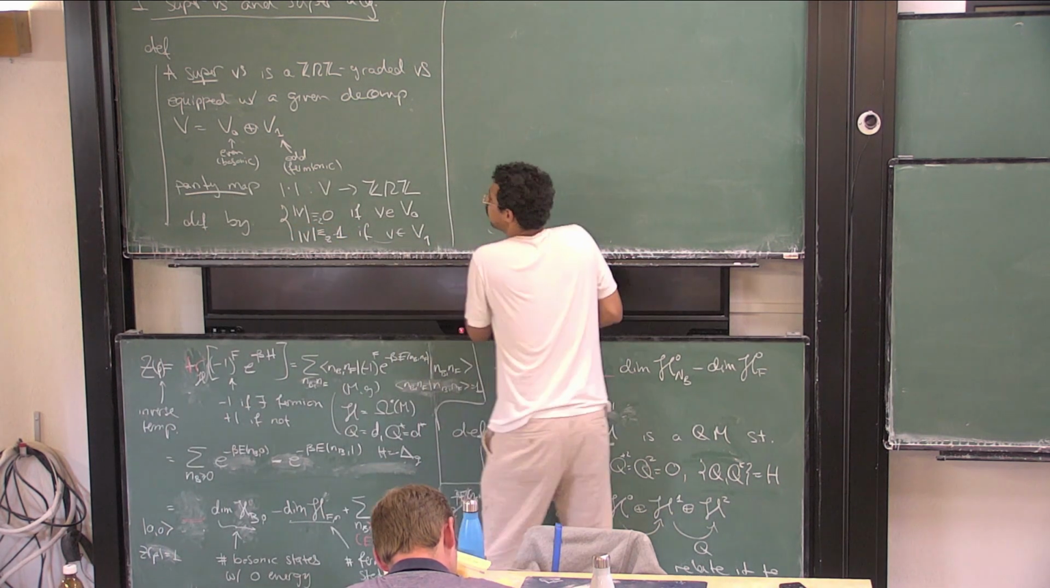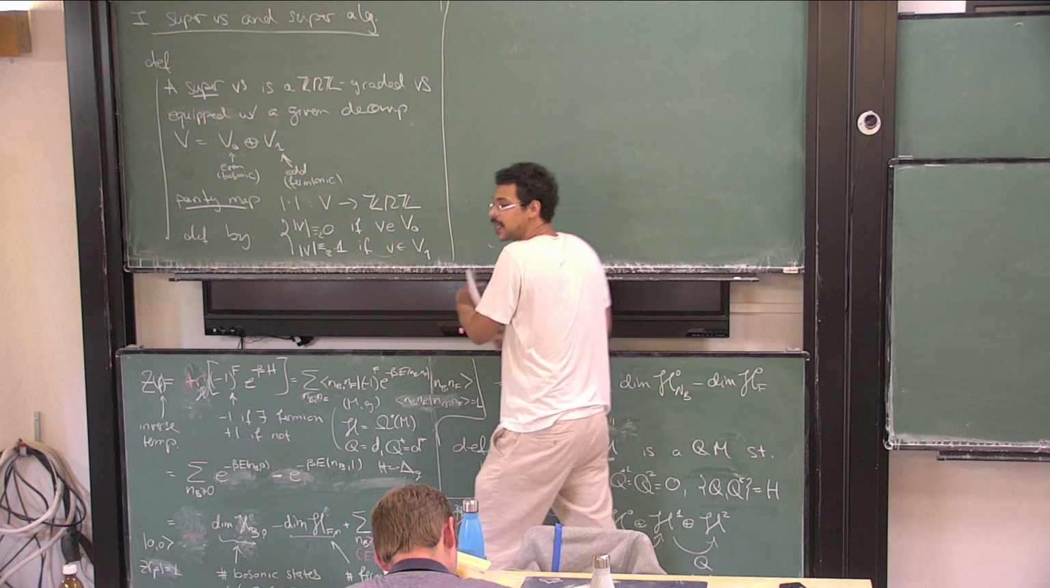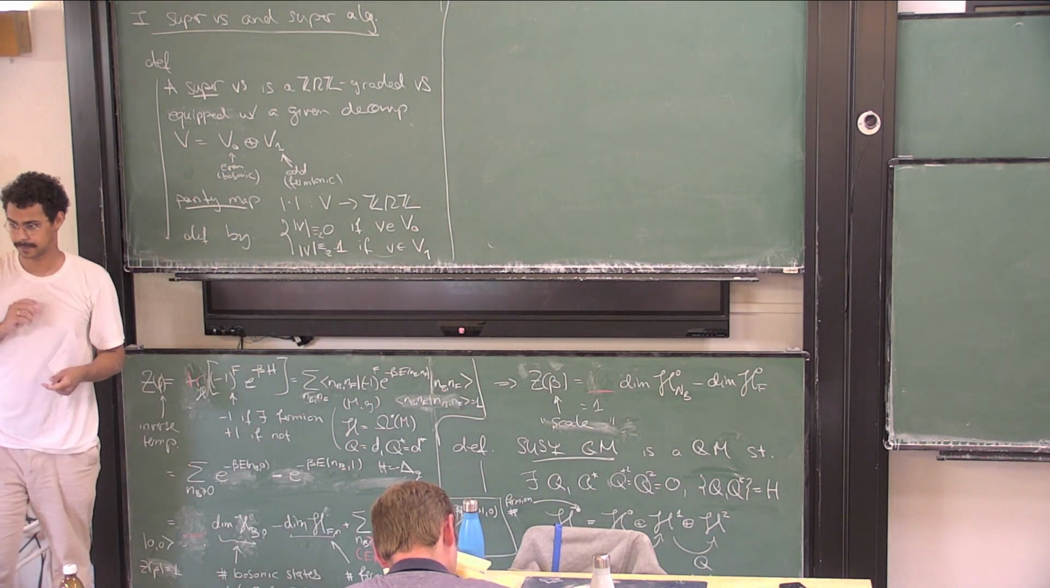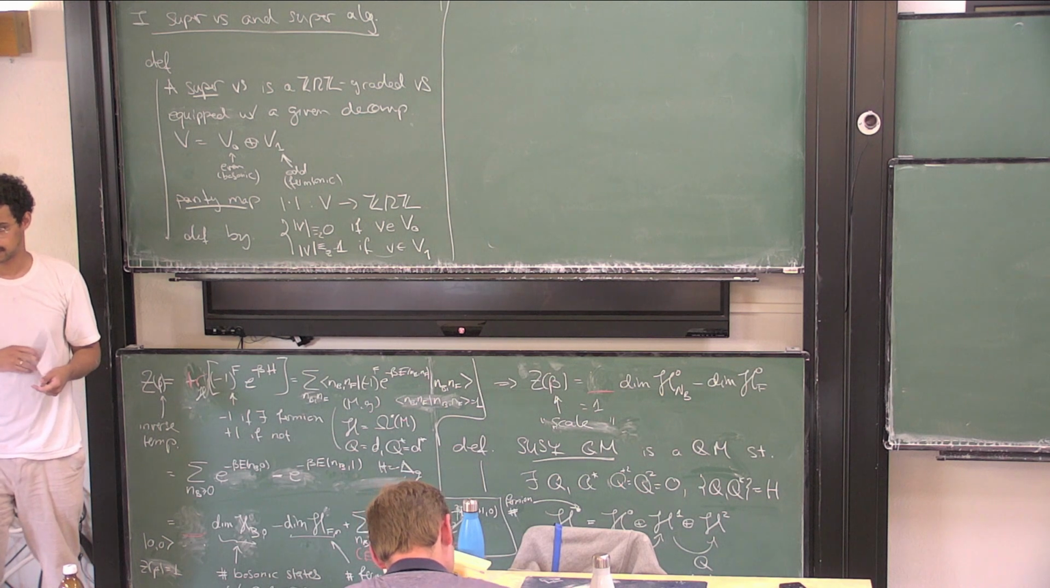So since we have now this definition of vector space, Sorry, just one question. Yeah. What are the elements of the vector spaces? The states? Yeah.